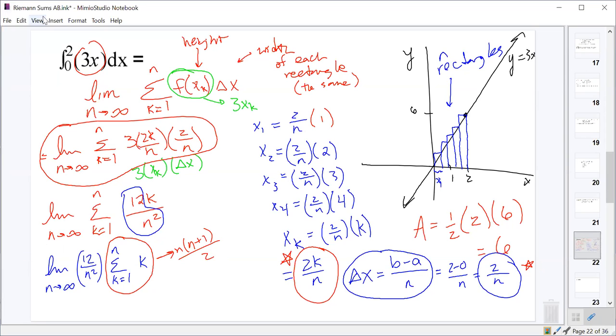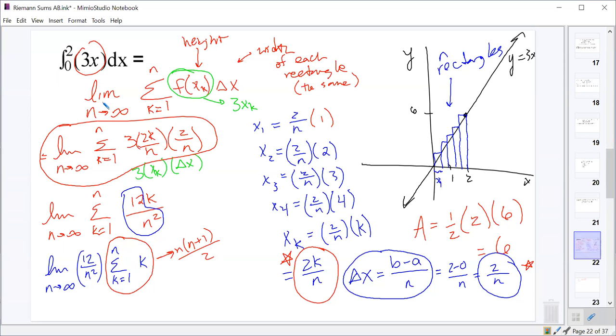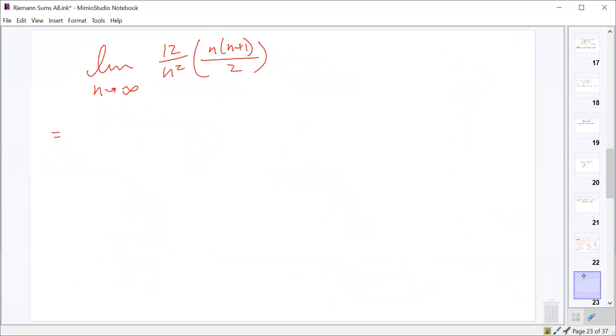And then all we'll have left is just our limit. So we're going to have a limit as n approaches infinity of 12 over n squared times n plus 1 all over 2. And now we've gone from having a limit with a summation, with a function, with an x sub k and a delta x, into something that was just a limit and the summations with k's and n's, into something that is now just a limit. And a limit should be easy for us to evaluate. Okay? Let's simplify out what we've got inside of the limit first.